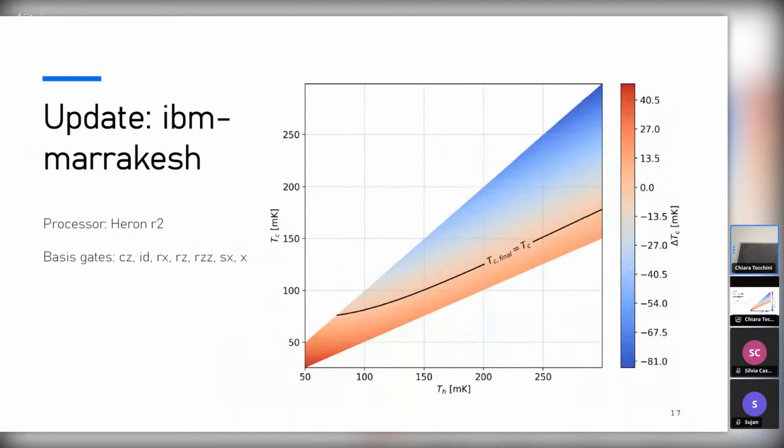Actually, IBM Brisbane was retired some months ago, so I tried to implement it on the IBM Marrakesh that has a better processor and a different basis gate. And we see that the cooling actually works better because we have a wider range of temperature in which it works. And here I didn't redo the optimization, so there is a chance that it could actually work even better.